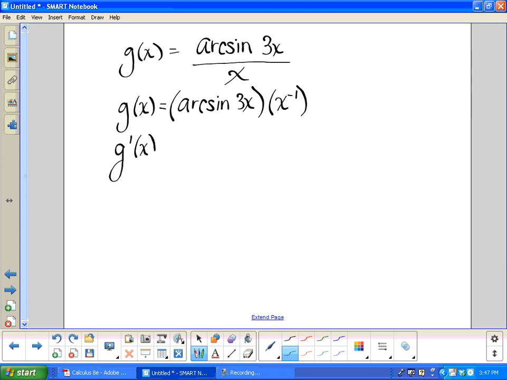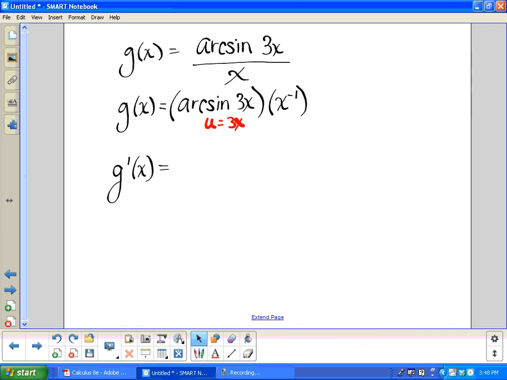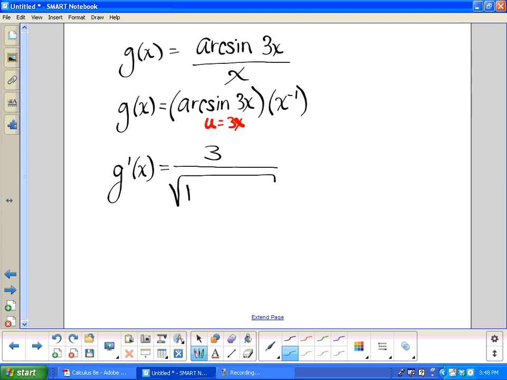All right, so my derivative is going to be the derivative of the first. So if you go back to the formula that we had before, it was pretty neat, and I can just take the derivative of my u. So here's my u is equal to 3x. And that's pretty thick, but that's okay. And so the derivative of that is 3, and it's going to go in the numerator. And then I'm going to divide that by the square root of 1 minus u of x, which is 3x, all squared.